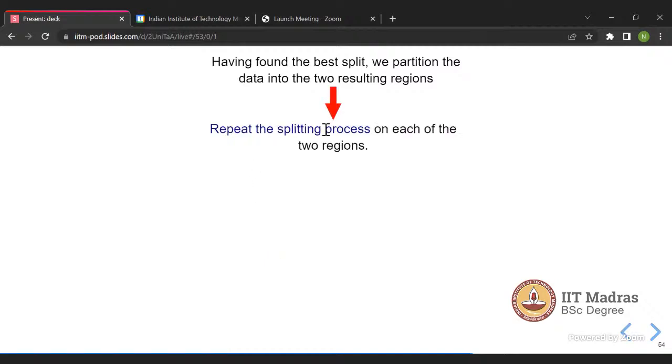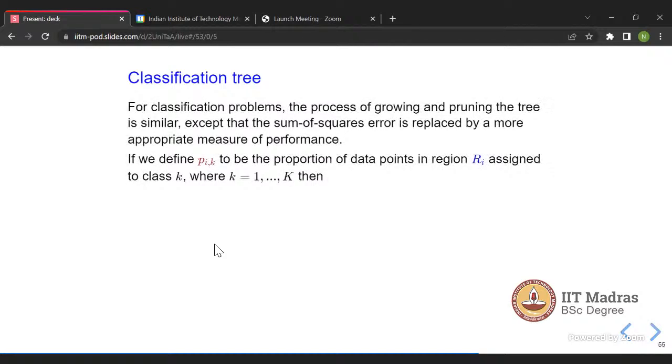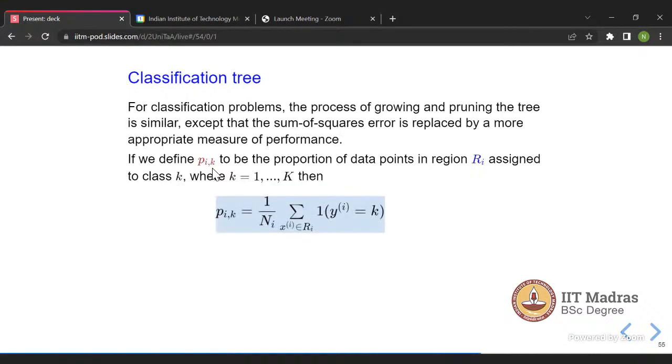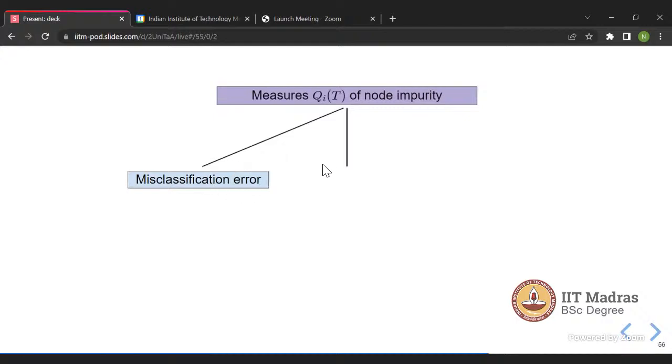All the other training processes go in a similar manner. We repeat for the child nodes until we stop at our full-grown decision tree. Different measures can be used; variance reduction can be used rather than sum of squared error as well. In the regression tree, we use sum of squared error. In the classification tree, we can use other measures like the misclassification error, Gini index, and entropy that we have already defined, and the whole procedure goes in a similar manner.